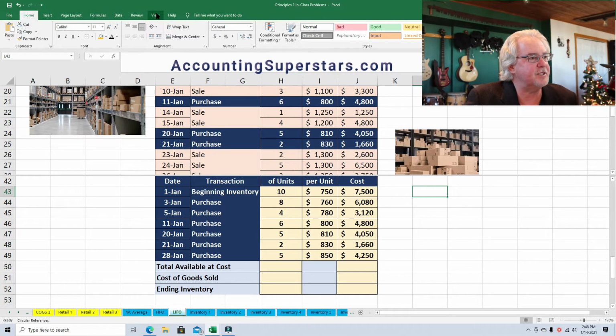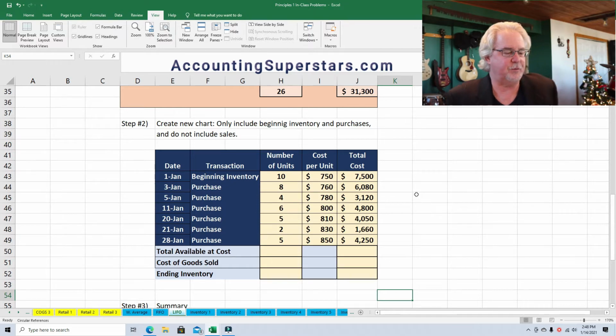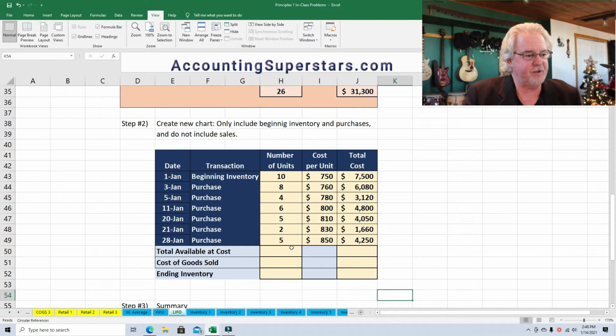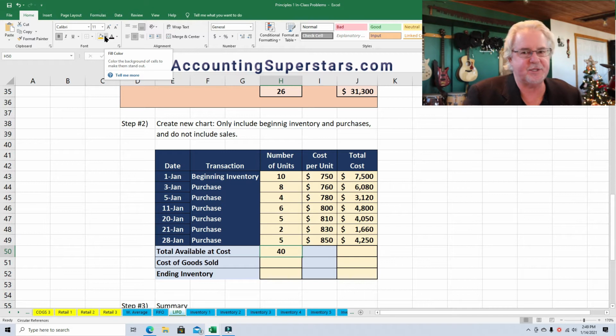I'm going to get rid of this split because we don't need it anymore. There we are. So here's what we need to do. We need to figure out the total available at cost and the cost of goods sold, ending inventory. Very easy to do. For the total available cost, all we're going to do is add up this column right here. Number of units: 10, 8, 4, 6, 5, and so on. Add it all up, and we have a grand total of 40. So during the month, Fred had a grand total of 40 snowblowers available to sell.